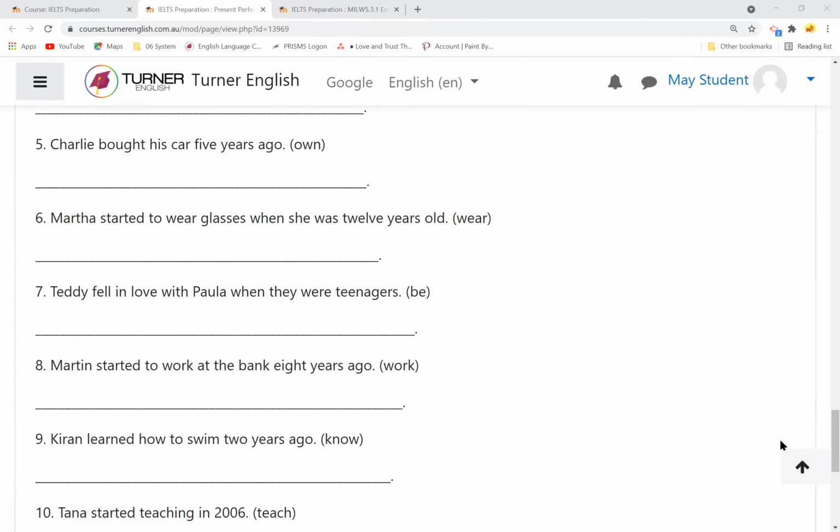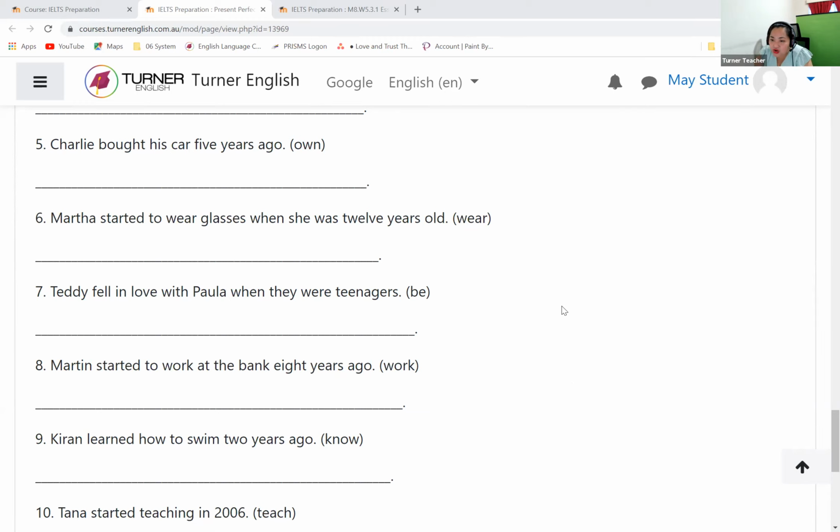Okay. Teddy has been in love with Paula since they were teenagers. Again, since here is on, it has to be the beginning, not the duration. So since, Teddy has been in love with Paula since they were teenagers. It's a little bit confusing, but if you change it to a more timeline, it will be easier.